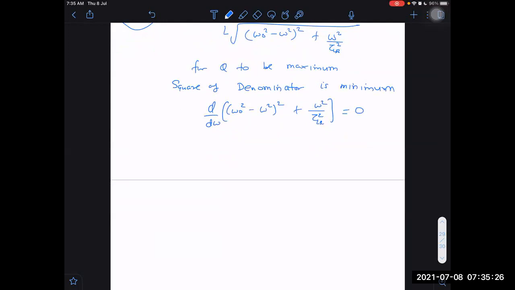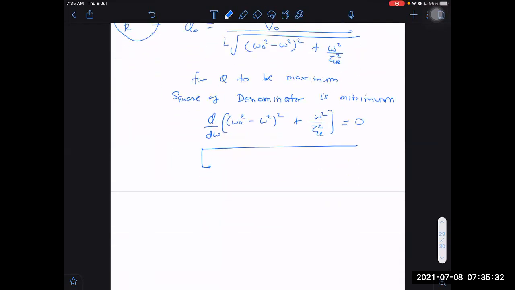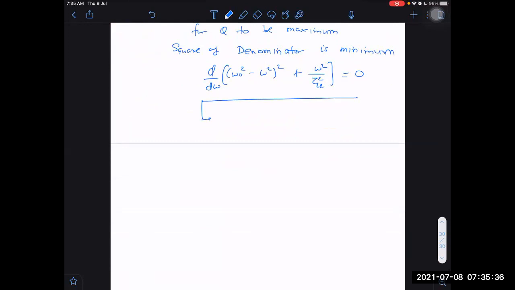Now, what would happen after that? I'm leaving it for you to solve. I think it is easy. You can solve it, and you can tell me when it will be the maximum charge here. Second thing is when the current will be maximum.